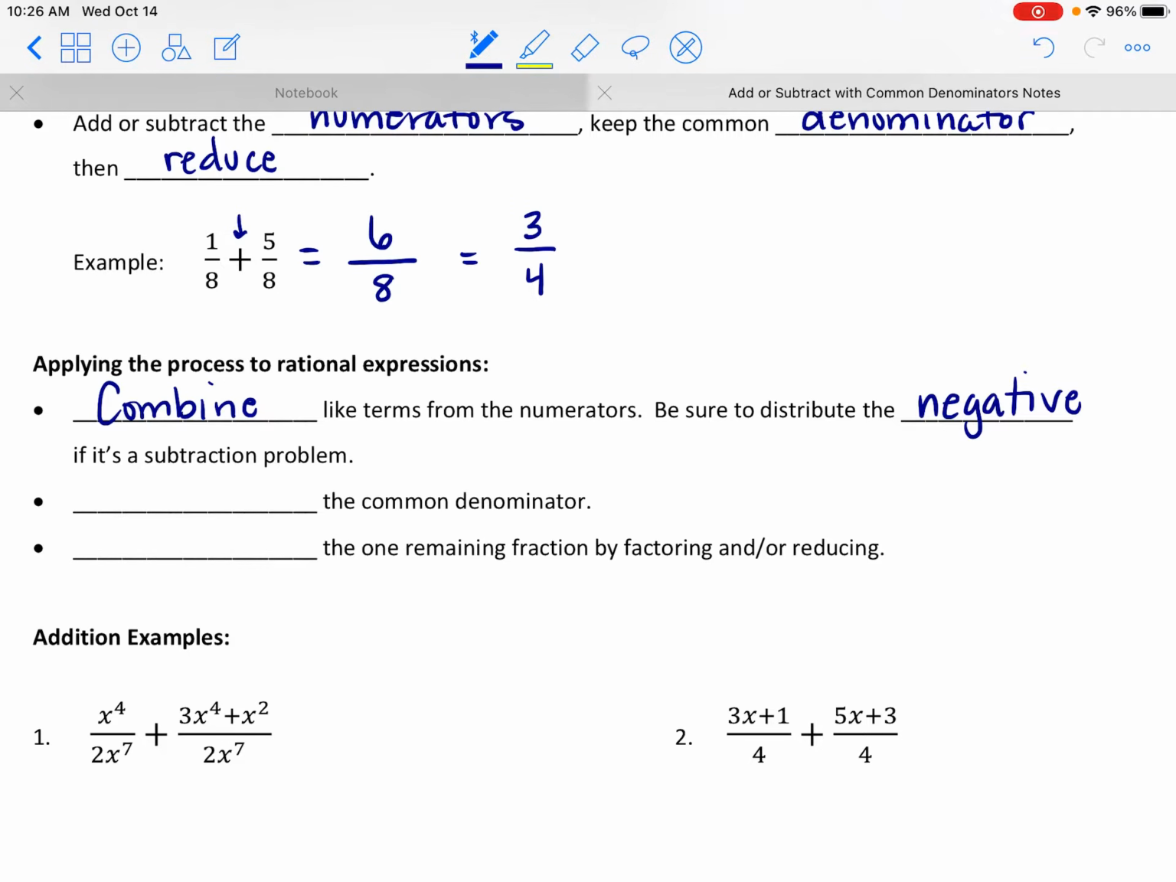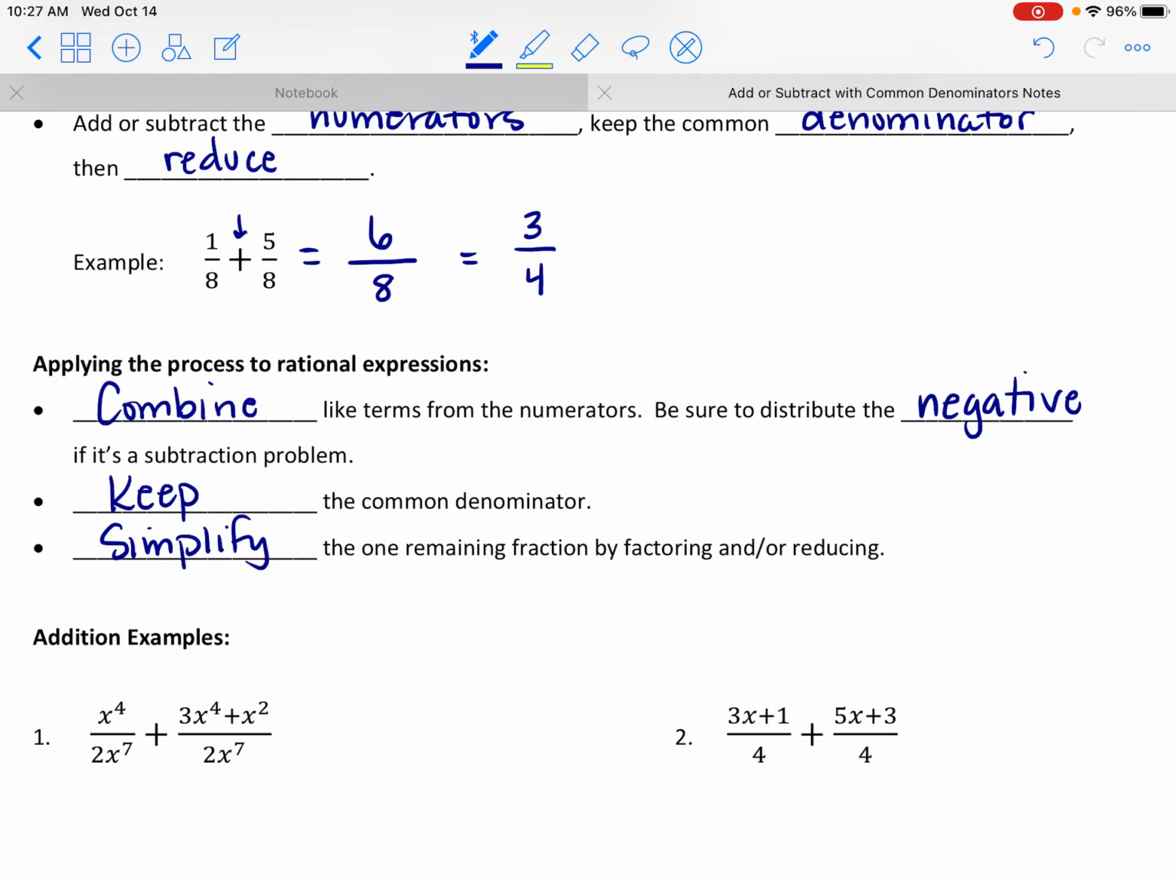Again, we're going to be keeping our common denominator, but once we've added or subtracted, we're going to be left with one fraction, and we're going to try to simplify the one fraction. And when we simplify, that could mean two things. It could mean reduce if all of the terms in the fraction have something in common, but it could also mean that we have to factor in order to reduce.